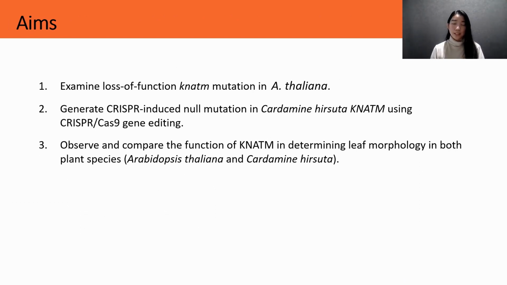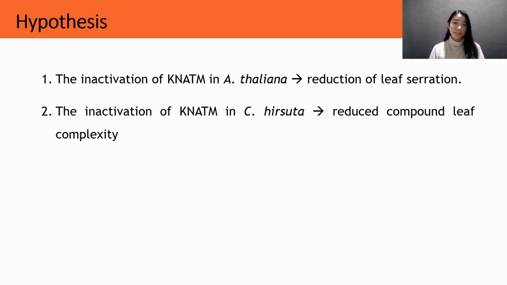The aim of this project is to examine loss of function NATM mutation in Arabidopsis thaliana and generate CRISPR-induced null mutation in Cardamine hirsuta using CRISPR-Cas9 editing, and lastly to observe and compare the function of NATM in both plant species. The hypothesis of this project is that the inactivation of NATM in Arabidopsis thaliana will cause the reduction of leaf serration, while the inactivation of NATM in Cardamine hirsuta will cause reduced compound leaf complexity.